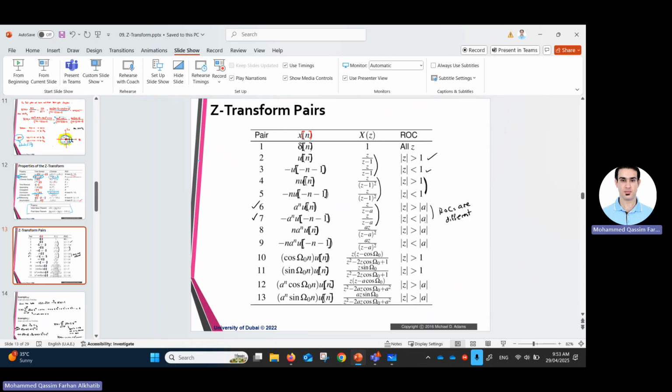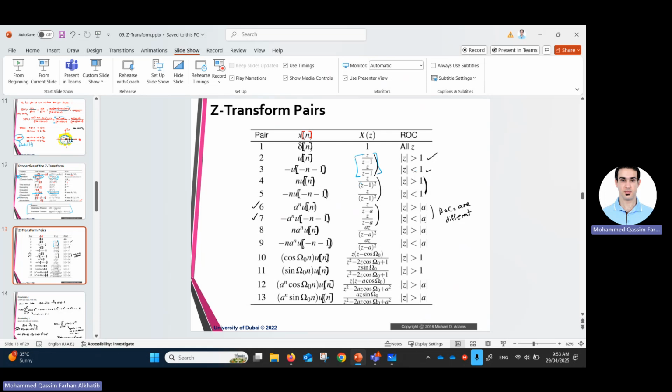Okay, some pairs. The delta function will lead to a 1. In fact, probably in all transforms, the transformation of the delta function will be 1. The unit step function is going to be z over z minus 1, and the region of convergence is for all values of z larger than 1. Minus u of minus n minus 1 will lead to the same. That's something we have seen last week in the Laplace. It's the same transform, but with a different region of convergence.